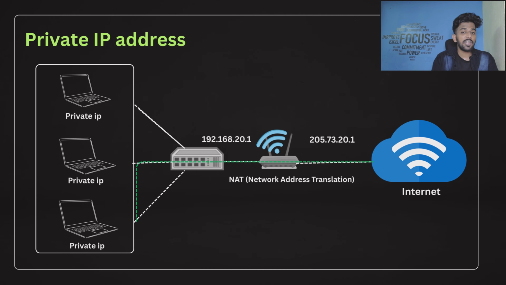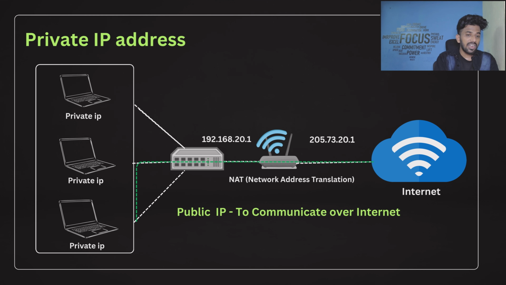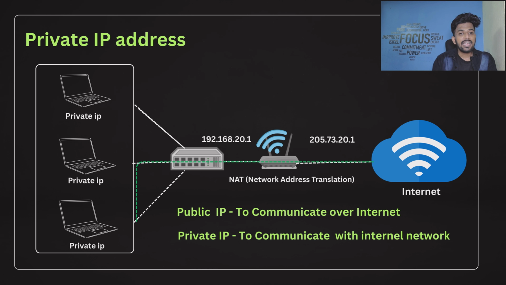We'll talk more about NAT in detail later. But the key point you should remember is that private IPs help conserve public IP addresses, and they also provide security, since devices within a private network cannot be accessed directly from the internet. So that is the difference between public IP and private IP. In short, public IPs are used for communication over the internet. Private IPs are reserved for internal communication within private networks and are not routable on the public internet.